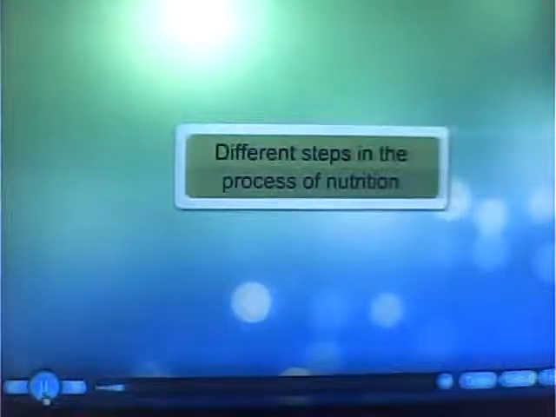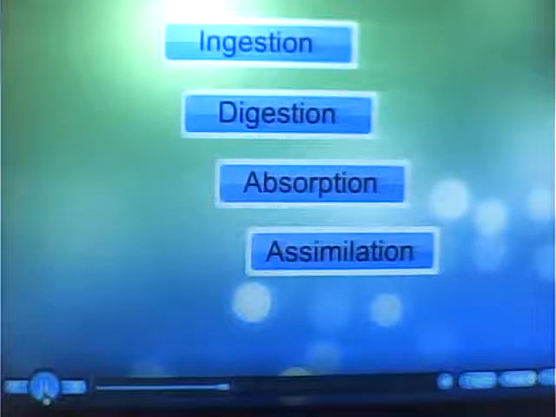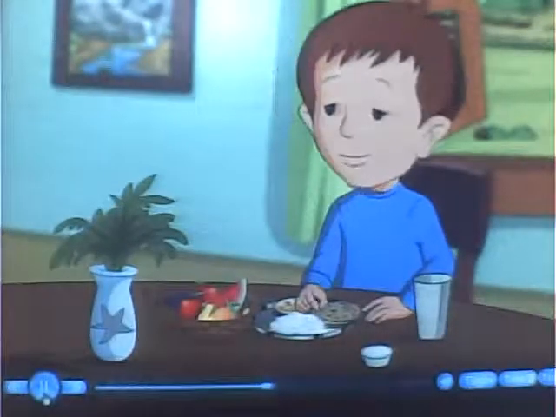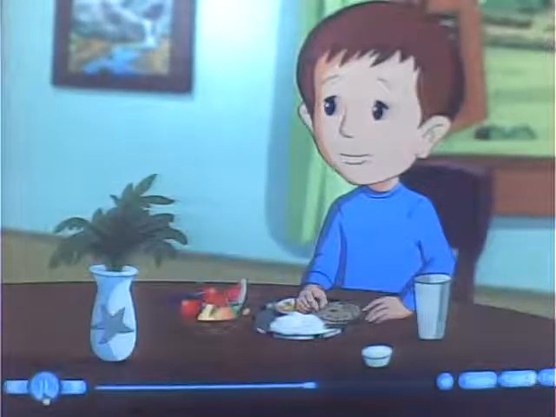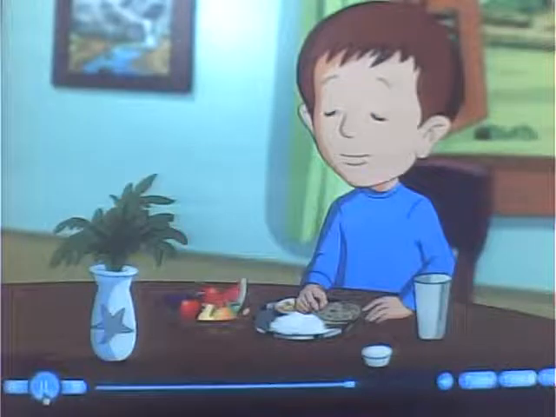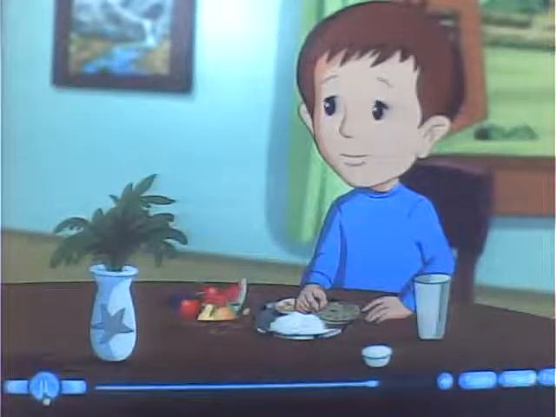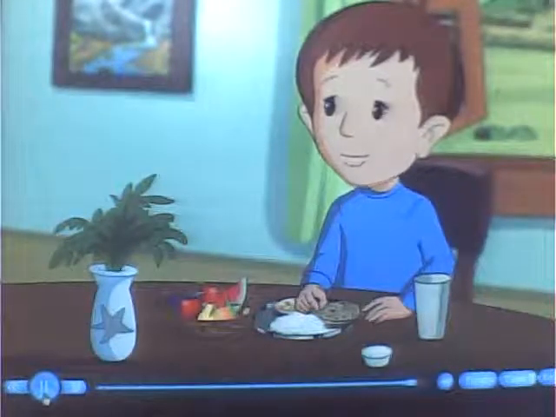Different steps in the process of nutrition. There are 5 main steps in the process of nutrition in animals. These are ingestion, digestion, absorption, assimilation, and egestion. Ingestion: the process by which the food is taken inside the body of an organism is called ingestion. When we put food into our mouth with hands, we are ingesting the food. However, different animals ingest food in different ways and have special organs for this purpose. Let us study how some animals ingest their food.